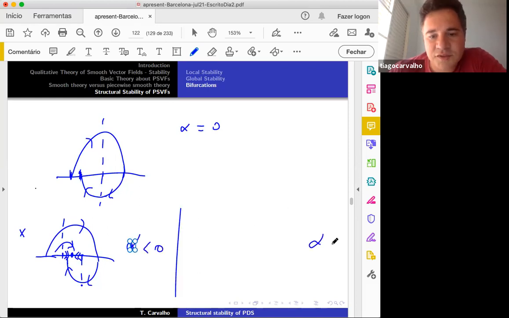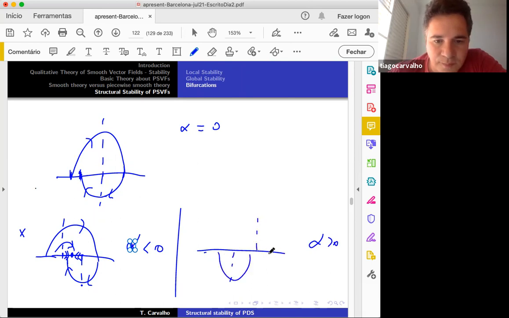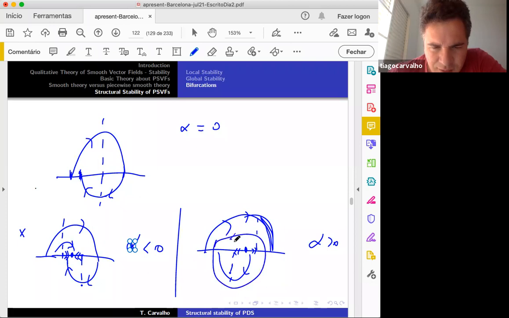And when alpha is positive, what is happening here? When alpha is positive, the fold point is placed at the right of the origin. And there is an escaping pseudo-equilibrium here, and also a limit cycle here. Okay, why this limit cycle?